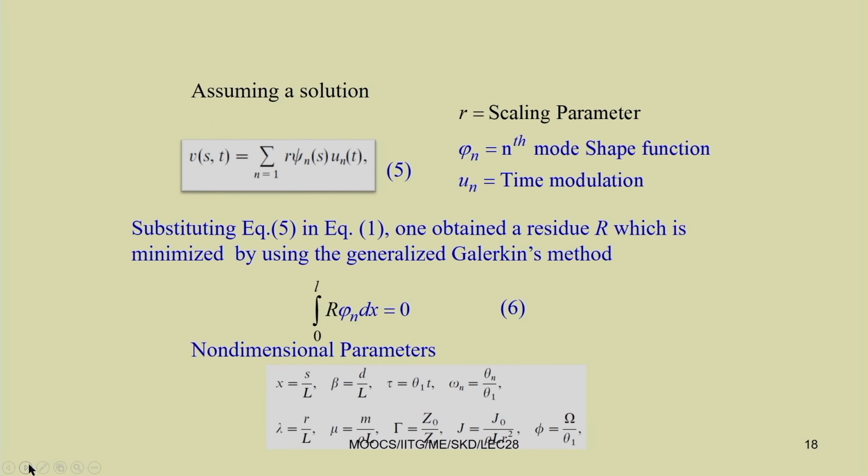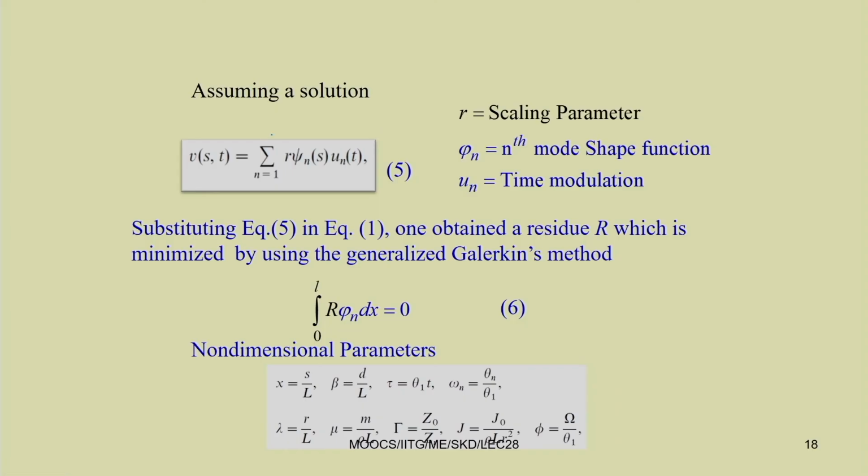Now, this is a continuous system. In this continuous system, the displacement v can be written using both space and time. So, this displacement v is a function of both space, that is s, and time t. It can be written as the sum from n equal to 1 to infinity, taking up to infinite modes, of psi n s and u n t.